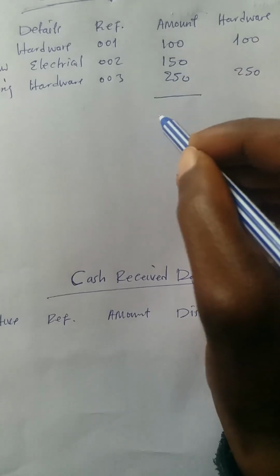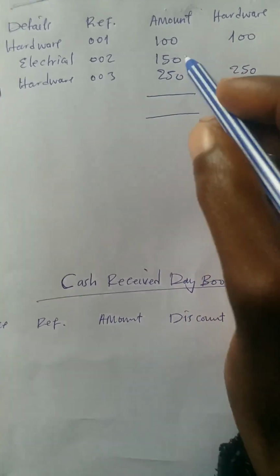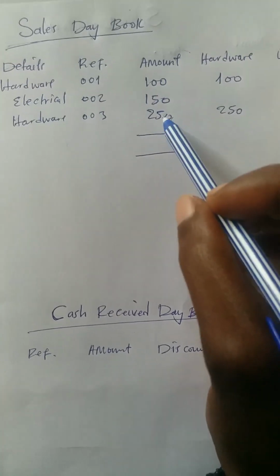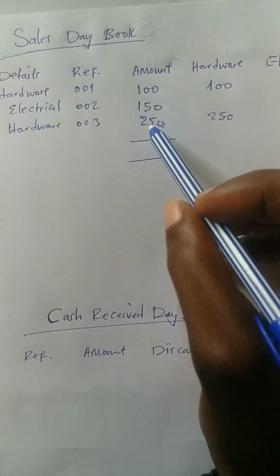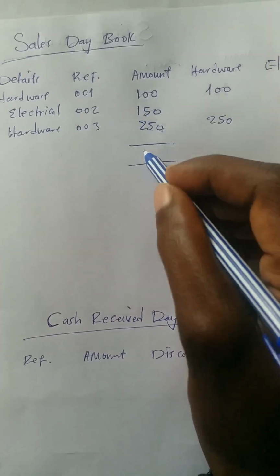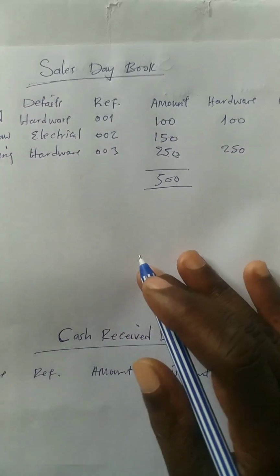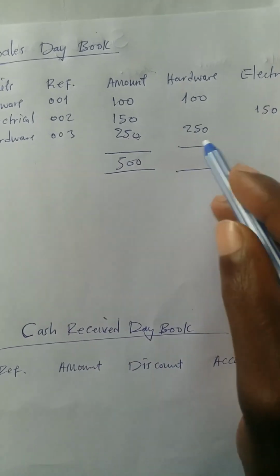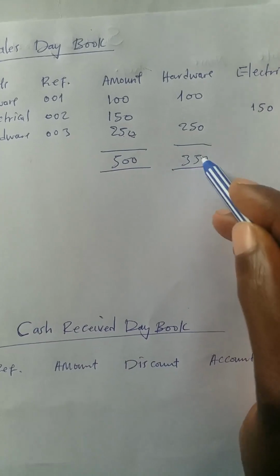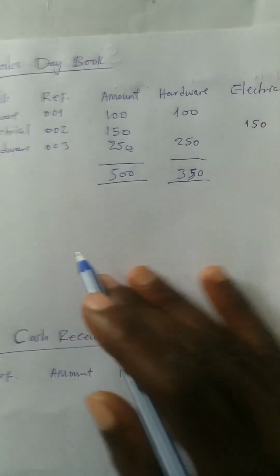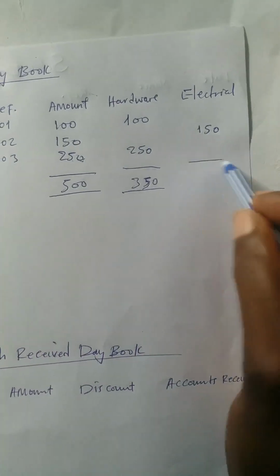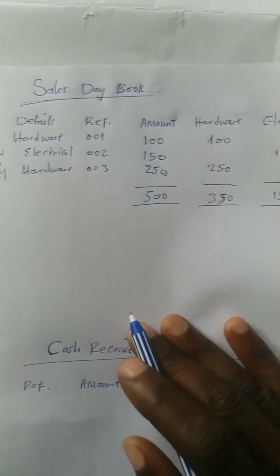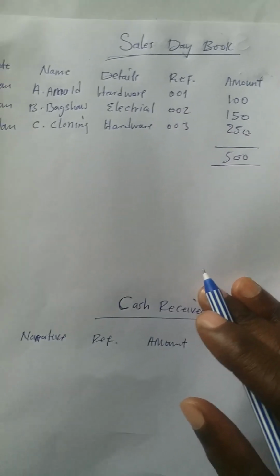Let's say this now, we've come to the end of the week. We want to total how much our sales we made. So we have 250 plus 150, 3, 4, 500 kwacha for our sales for the week. Under hardware, how much we sold? We sold, that's 350 kwacha. And under electrical, how much we sold? 150. Okay, so your sales day book is done like that.